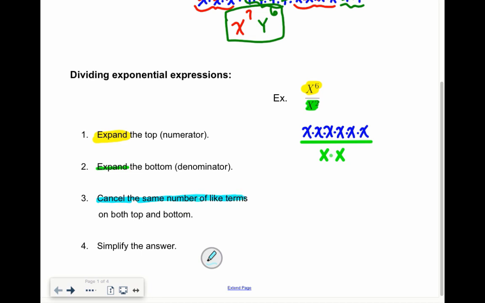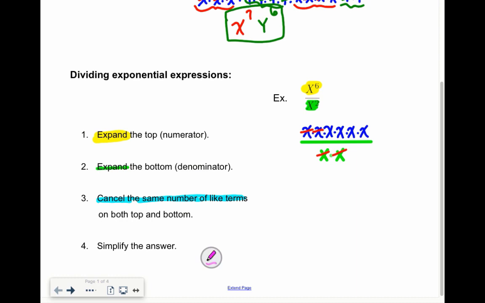And so if I look, I have an x here on top that can cancel with an x on bottom. I have an x up here that can cancel with this x down here. If you look, there are no like terms on both top and bottom now because the two x's on the bottom have canceled out. So that's all the further that I can take that.